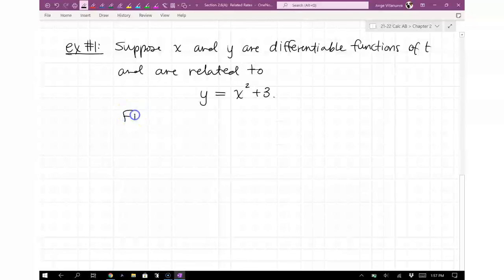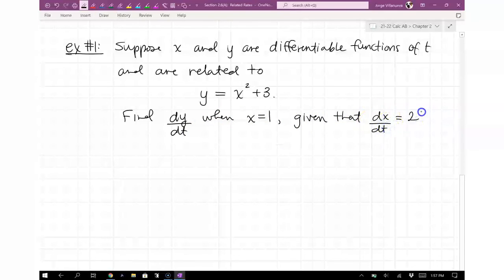Find dy dt when x equals 1, given that dx dt is equal to 2 when x equals 1.